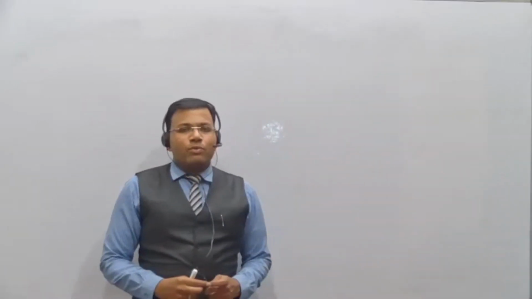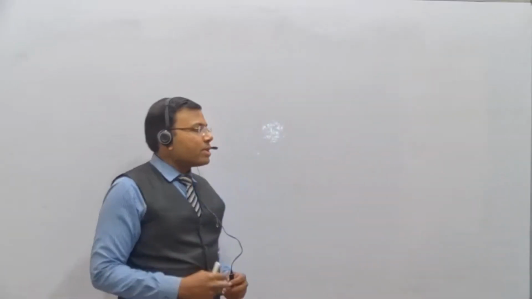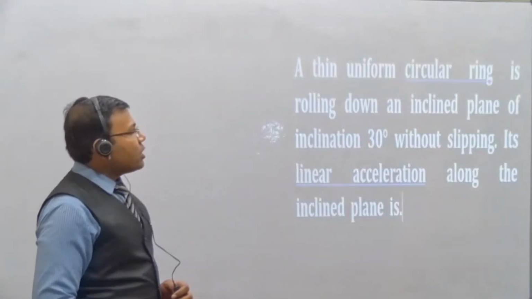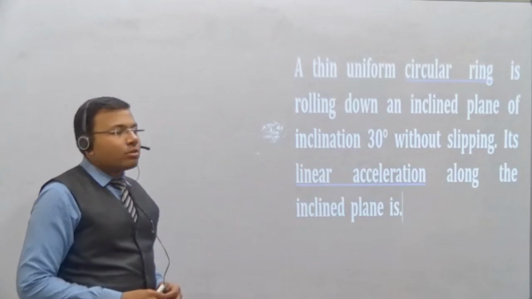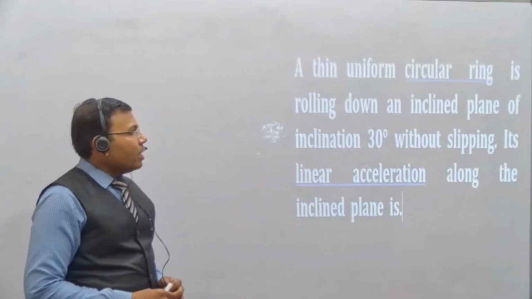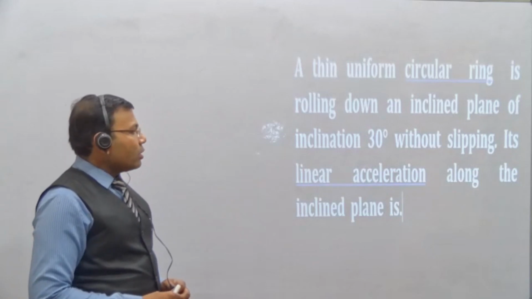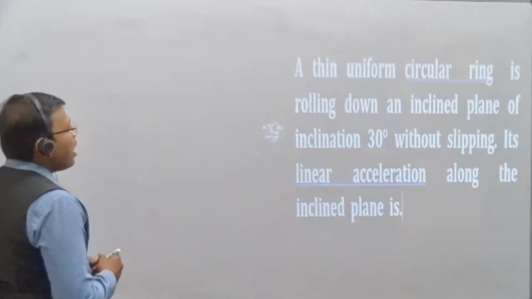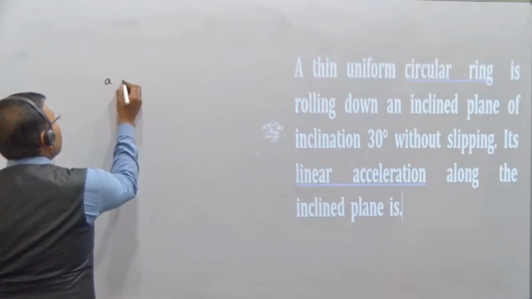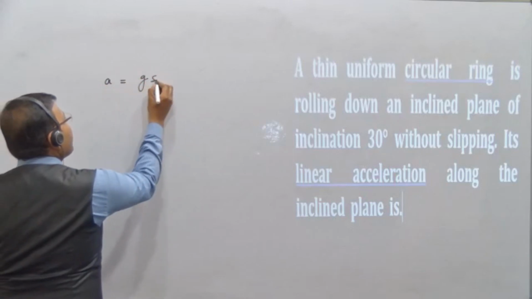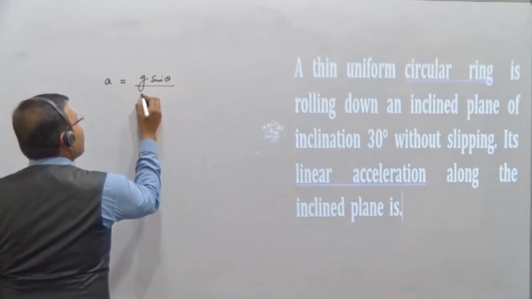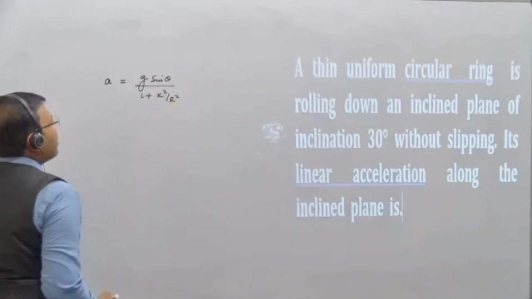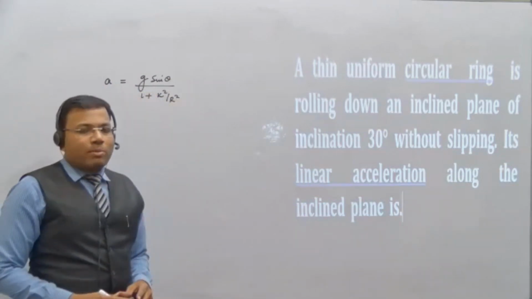Students, next we move to the next problem. So what is that next problem? Here you can see a thin uniform ring is rolling down an inclined plane of inclination 30 degrees without slipping. The linear acceleration along the inclined plane is asked, how much is the acceleration? And you know the acceleration formula, g sine theta, just now we have derived g sine theta by 1 plus k square by r square.